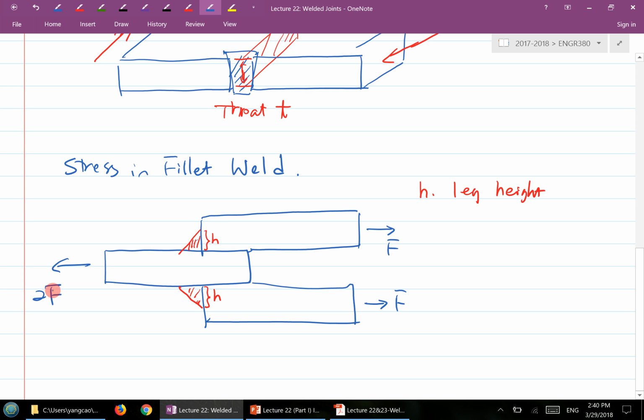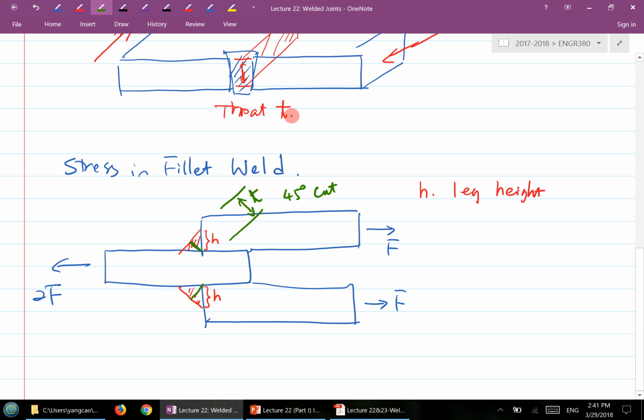Now I can also label one more thing here, which I will use next. Let's label the throat T. The throat is, in this case, where you cut a 45 degree line, and that length is called T. So it's a 45 degree cut, and this is called the throat T, just like the definition we have here.